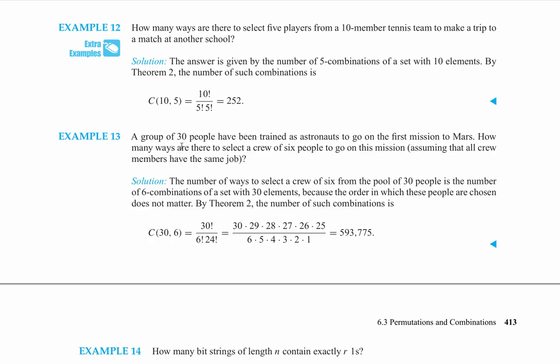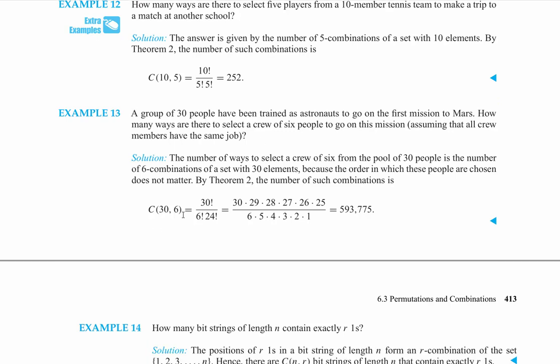How about this one? 30 people trained as astronauts to go to Mars. How many ways to select a crew of 6 people, assuming that all members have the same job? Yes, so we don't care about the order, so it's just C(30,6). And that's this number.